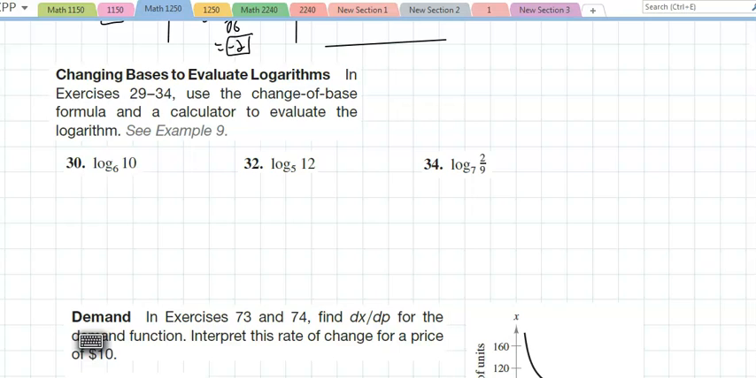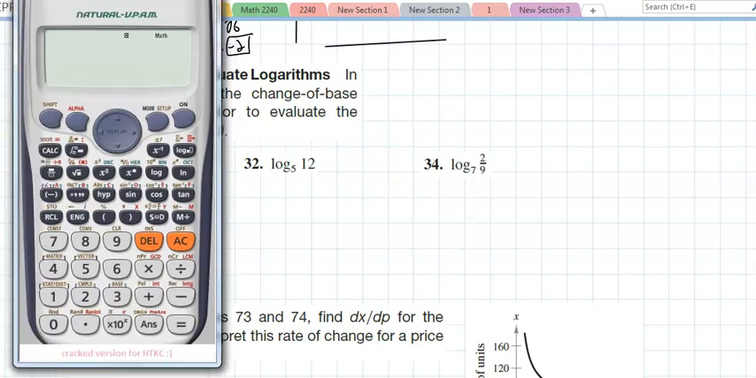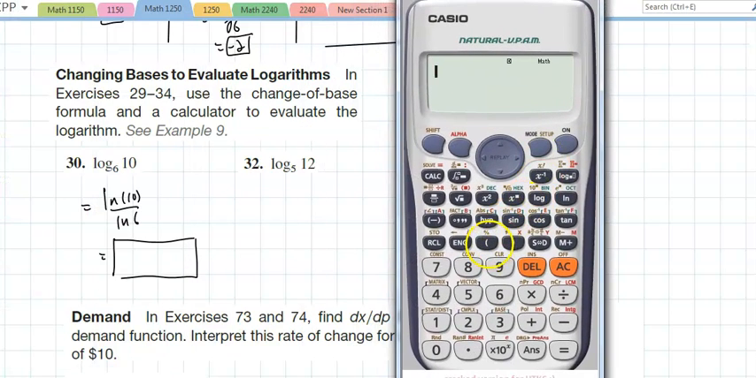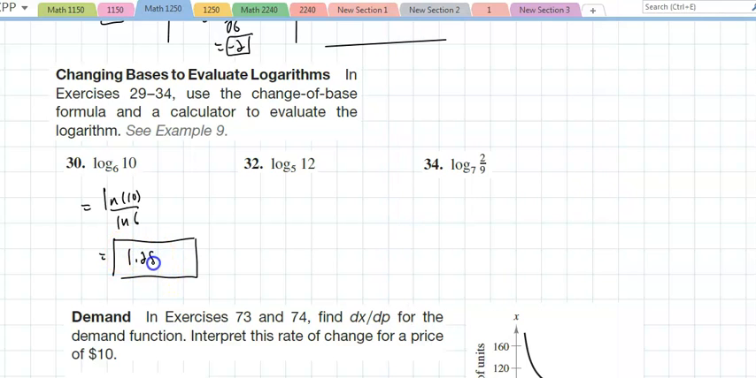And the change of base formula is a must. I could say this is natural log of 10 divided by natural log of 6. I'll plug this in my calculator, and they didn't specify, we're going to take 3 decimals. Let me get my calculator out. If I take natural log of 10 divided by natural log of 6, that would be 1.285. So if they don't specify, 3 decimals will do.